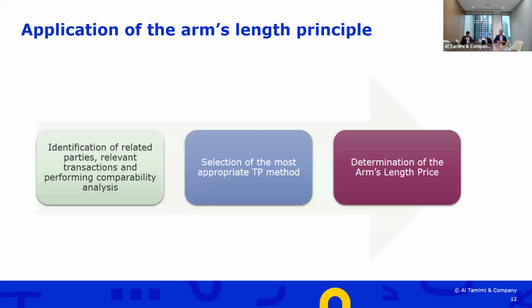And then the other thing that falls within the scope is the comparability analysis. The comparability analysis basically means to check the controlled transaction you have in place, in our example the management services, against uncontrolled transactions. So it is the comparison of the results from the controlled transaction with uncontrolled transactions.